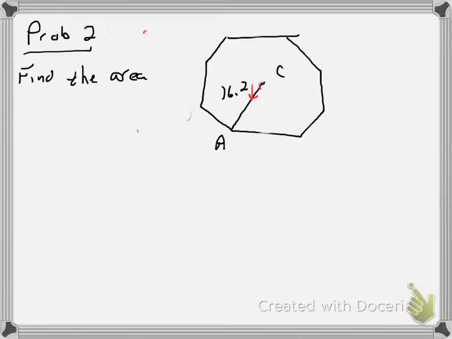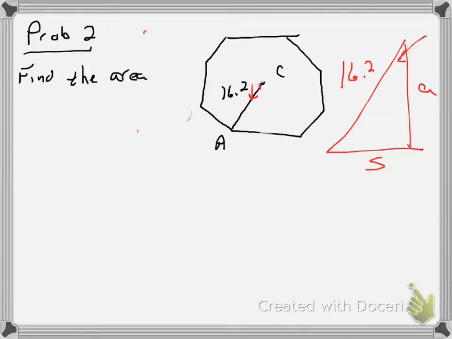Problem 2 talks about find the area. Here they give you the radius, so let's enlarge that triangle again. This is our triangle. Our radius is 16.2. We're looking for the side here, which is S, and our apothem here, which is A. How do I do that? Well, let's find that angle again, that one right there.